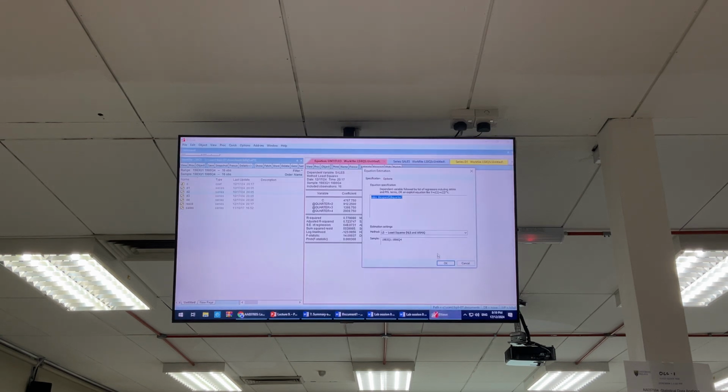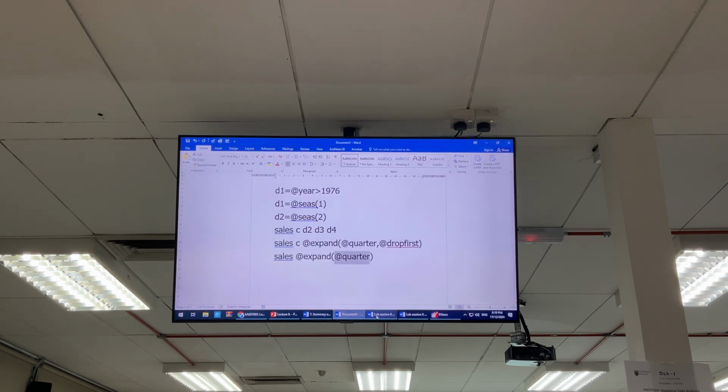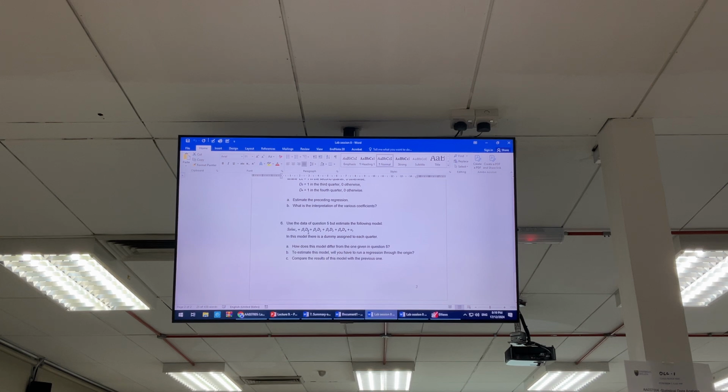So this one, name the equation: the previous one, equation 1, second one, equation 2. So you compare equation 1, equation 2. So you see the difference when we estimate the second model. Each of these represents an estimate of sales for each quarter. There is no reference category anymore.